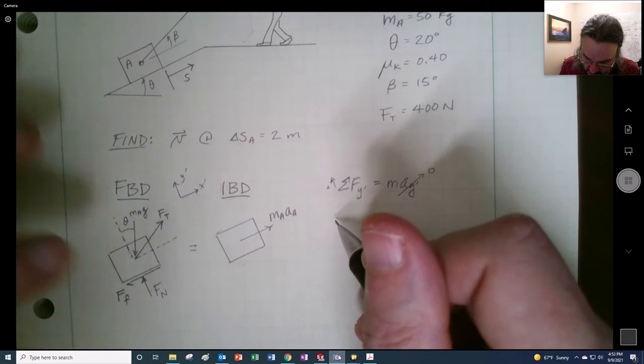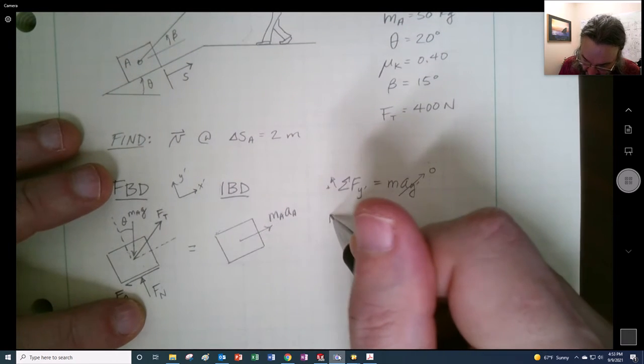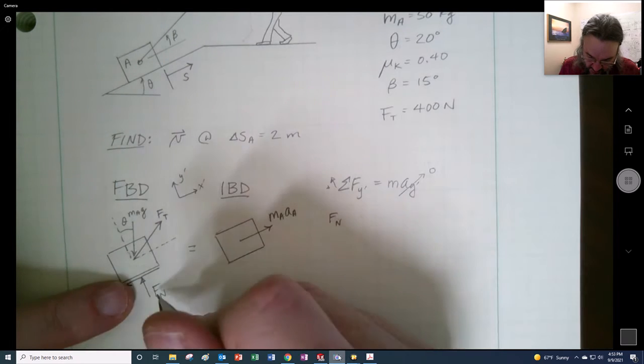So I'm going to start here. Let me start with F subscript N. It's nice to start with something positive. F subscript N is upwards.